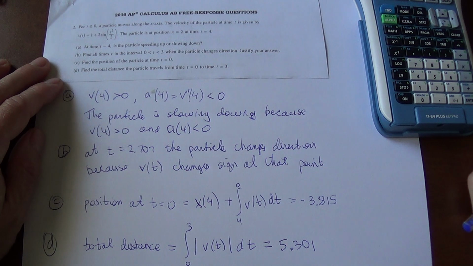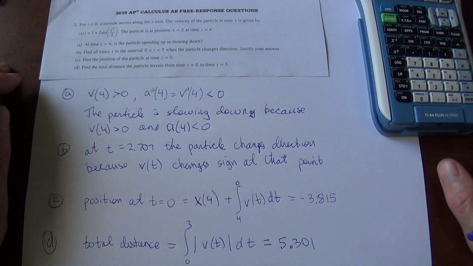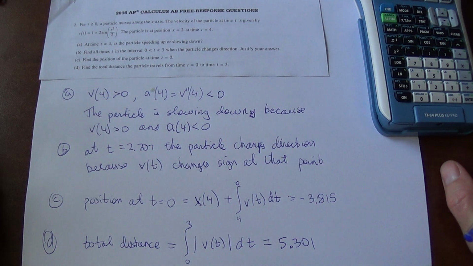None of these questions is asking you for units, so you don't need to do that. And the only question that asks you to justify was part B, and then there's always an implication for questions in part A. You need to explain why you know it's slowing down.